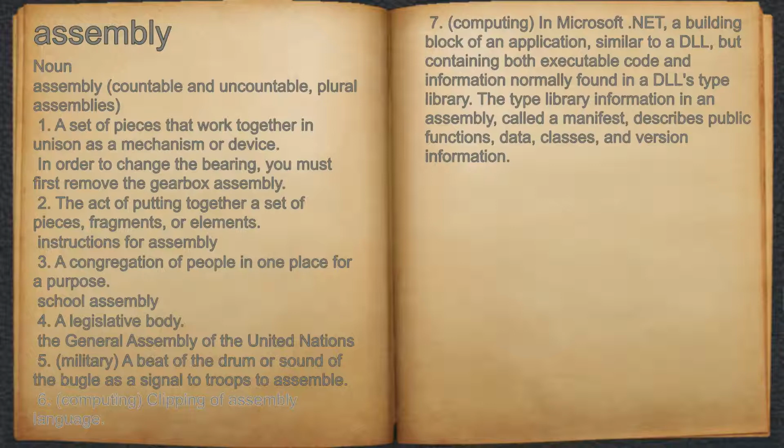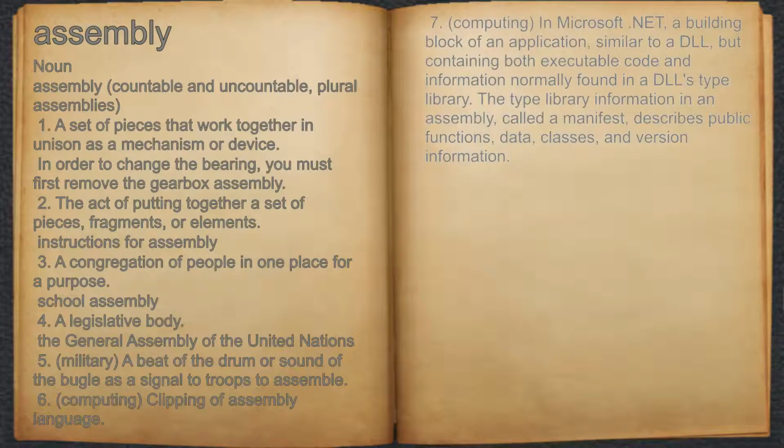6. Computing, clipping of assembly language. 7. Computing, in Microsoft .NET, a building block of an application, similar to a DLL, but containing both executable code and information normally found in a DLL's type library. The type library information in an assembly, called a manifest, describes public functions, data, classes, and version information.